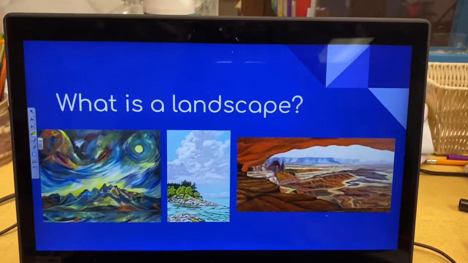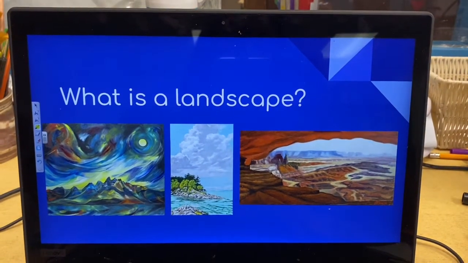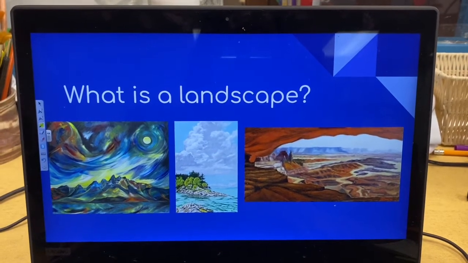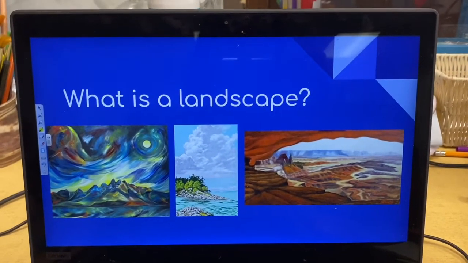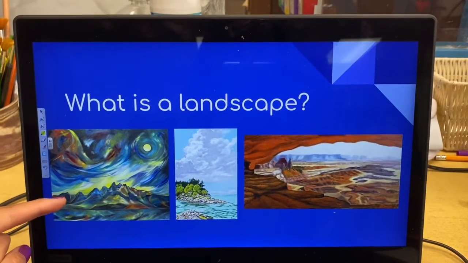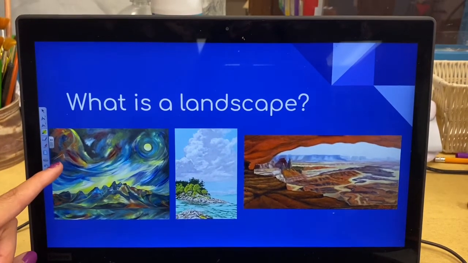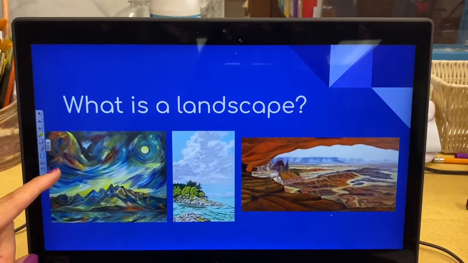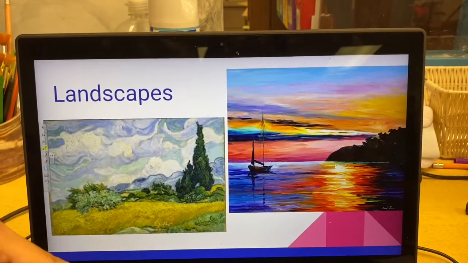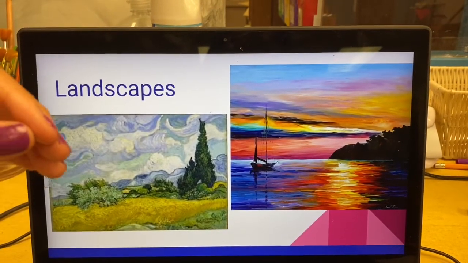So what is a landscape? Landscapes have a few different definitions because usually, and like I say, this is usually, there are many, many exceptions. A landscape is going to be showing some sort of environment or land with a horizon line. Okay, we're going to talk in a second what a horizon line is, and then it shows where the sky is. So a horizon line is where the sky ends and the land begins. So it's called a line, but it's not always a straightforward line.